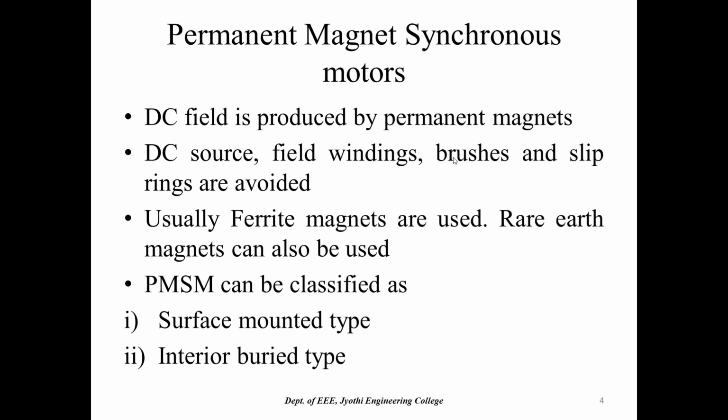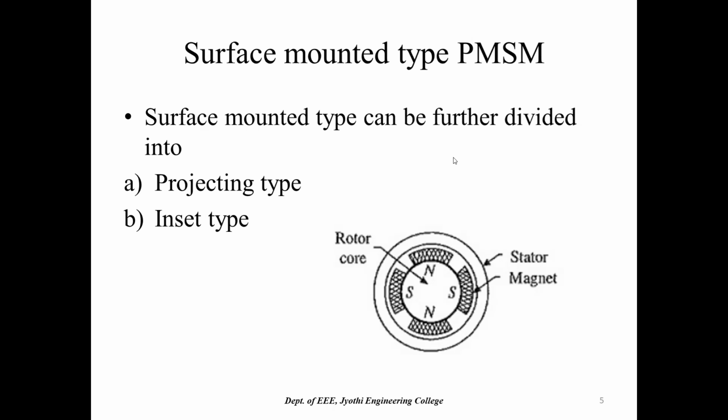Permanent magnet synchronous motor can be classified again into surface mounted type and interior buried type. In surface mounted type, the permanent magnets will be attached to the rotor surface, whereas in interior buried type, there will be grooves in the rotor core so that the permanent magnets will be buried in these grooves. So this figure shows the surface mounted type permanent magnet synchronous motor. The surface mounted type is again classified into projecting type and inset type.